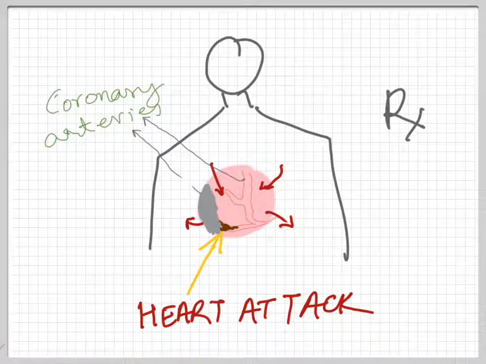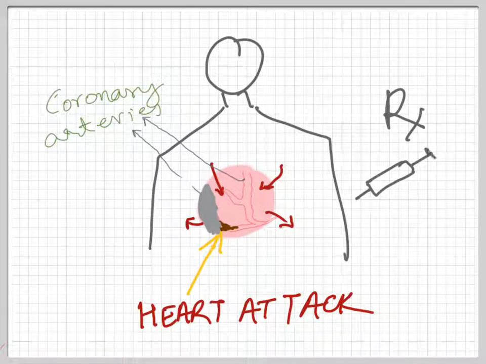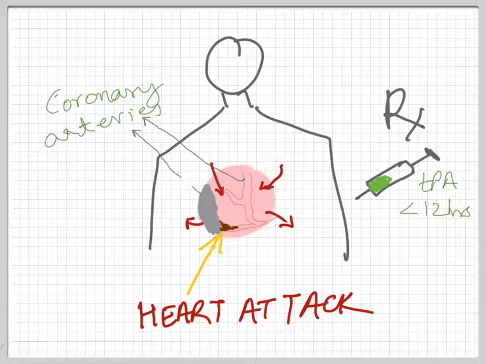So let's talk about treatment of heart attack. So there are two basic treatments of heart attack. Number one is what we call a clot buster treatment. It is basically known as TPA. It has to be given within 12 hours of onset of heart attack or chest pain. So this is a drug that basically is injected into the vein and eventually finds its way to the clot and hopefully opens the clot.